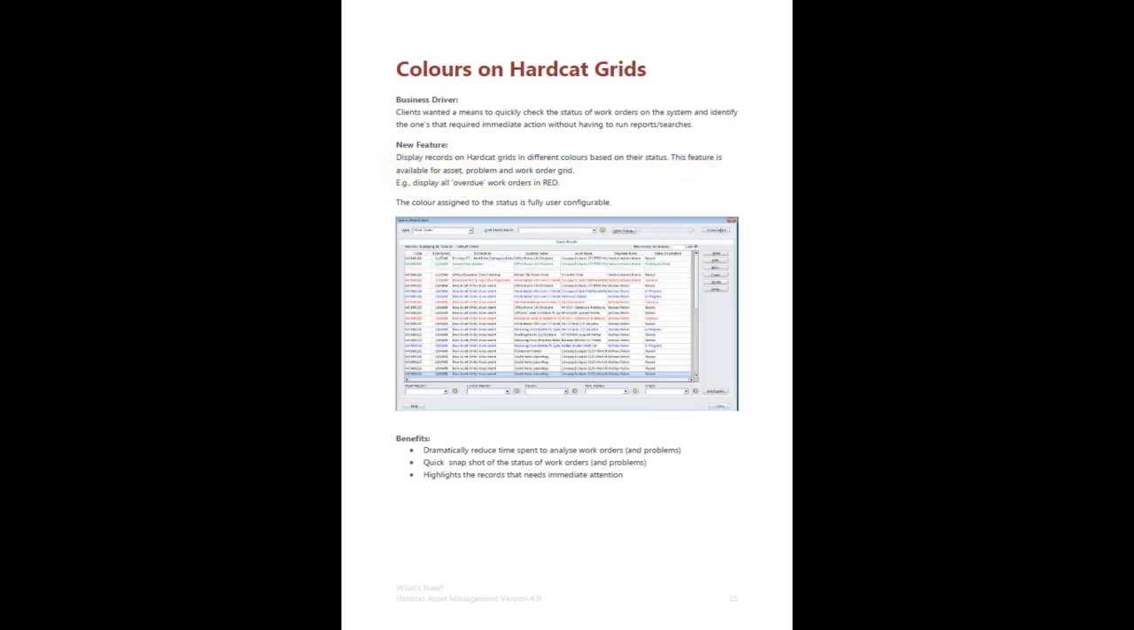For example, in the work order grid, you may want to display all overdue work orders in red. The color assigned to the status is fully configurable by the user. Some of the benefits of this function include dramatically reduced time spent to analyze work orders and problems, quick snapshots of the status of work orders and problems, and highlighting records that need immediate attention.